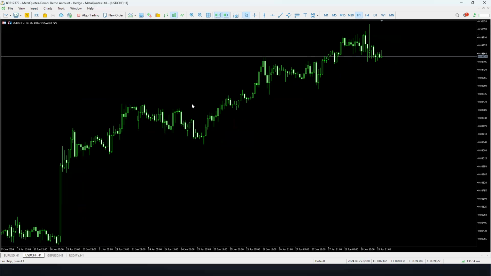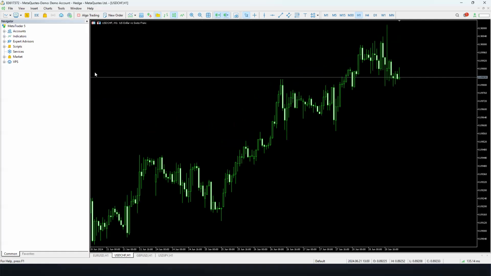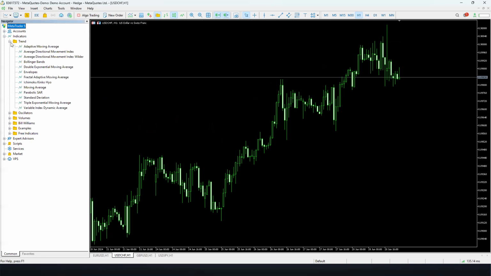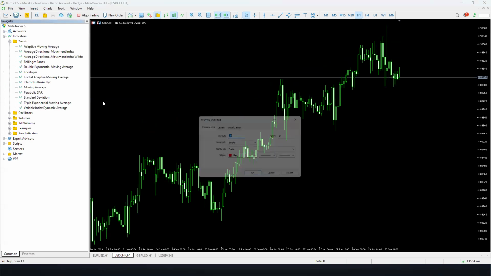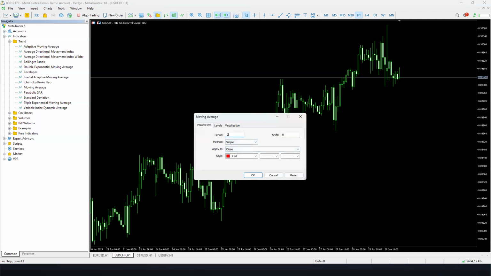This is the first template I'm creating. I want to create a trend template. So I come to indicators. These are the indicators that come with the system. These are default indicators. So let's go to trends. Let's use moving average. Let's say moving average 21. I take 21, exponential.